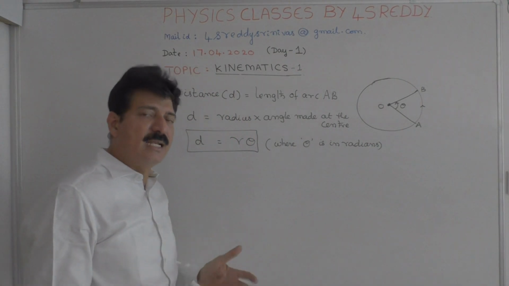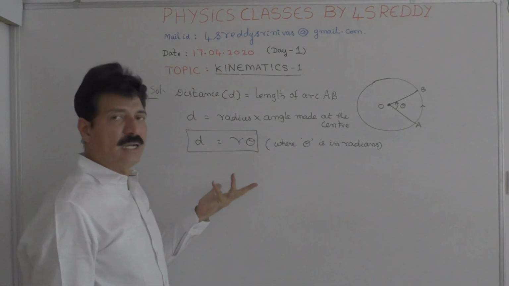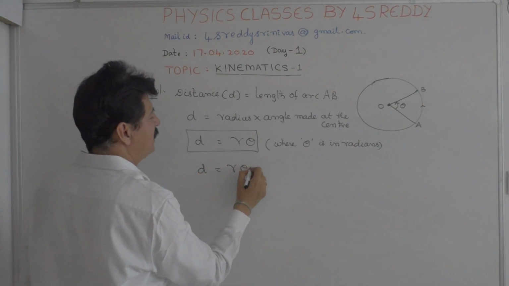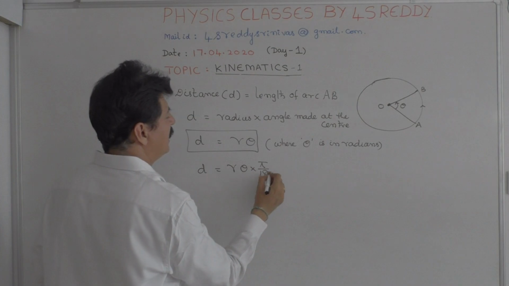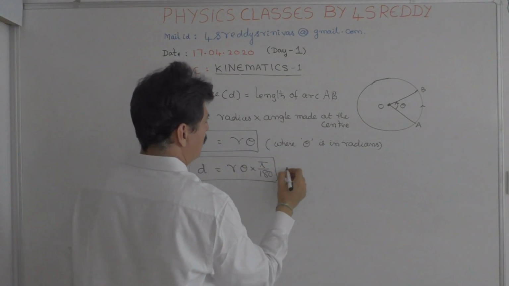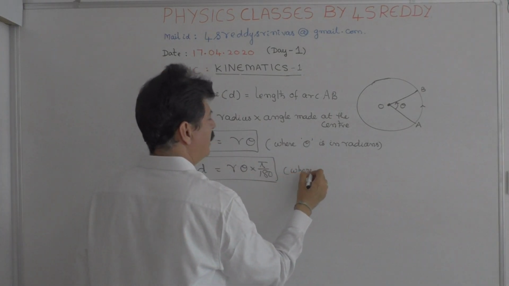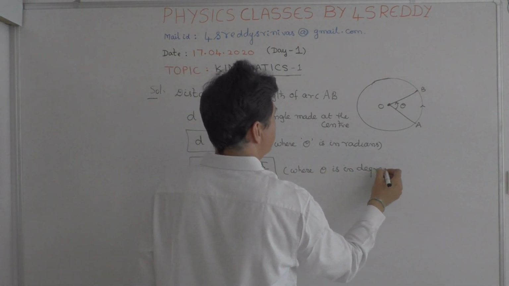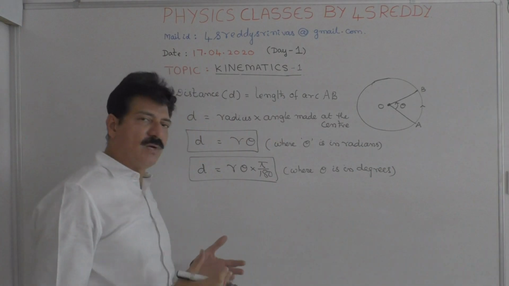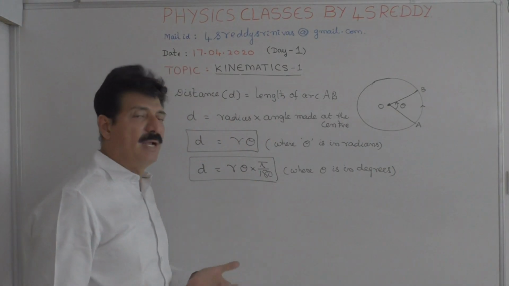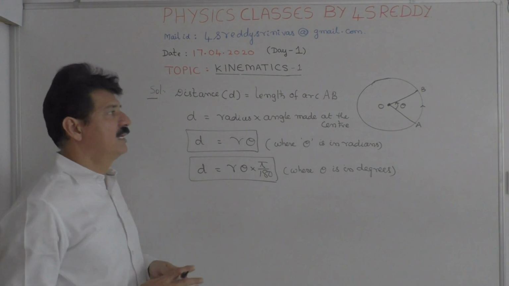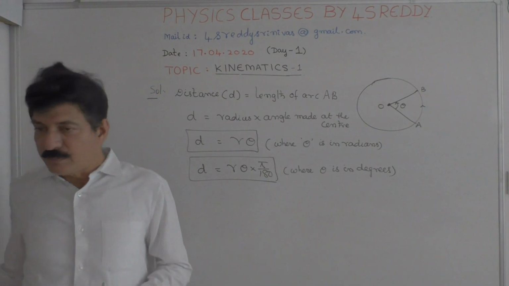If theta is directly mentioned in radians, you can write like this, or otherwise, D is equal to R into theta into pi by 180, where theta is in degrees. Suppose you are given 30 degrees, 40 degrees like that, then it should be multiplied by pi by 180 or 2 pi by 360, so that you will get the distance.